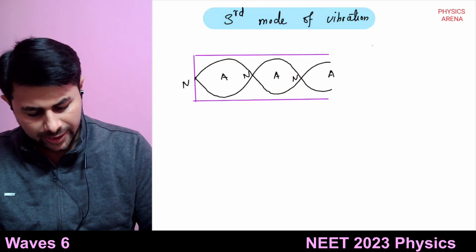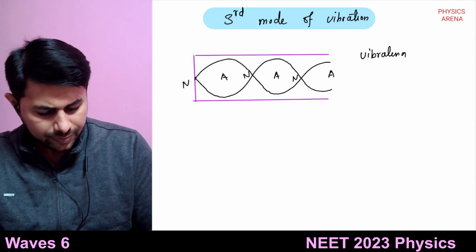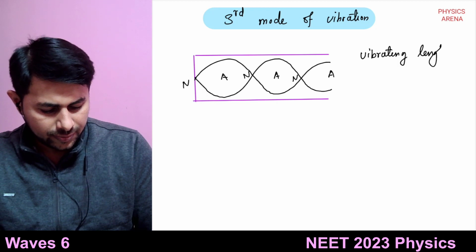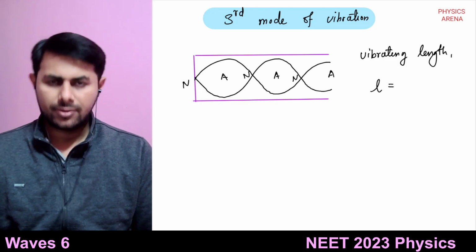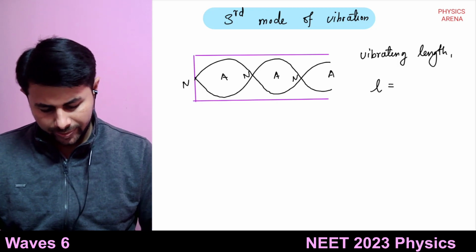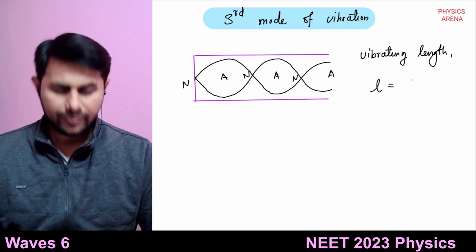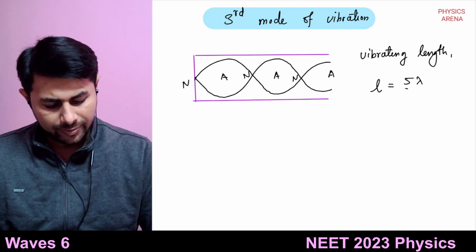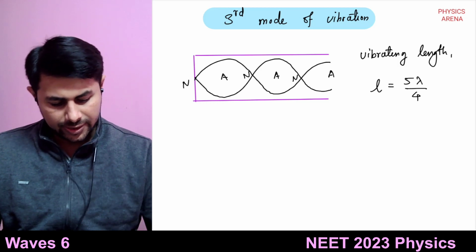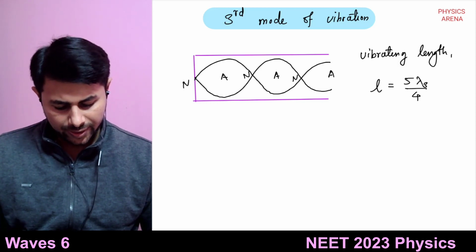How much is the vibrating length in terms of lambda? L is the length of this pipe and it will be equal to what? Now lambda plus lambda by 4. So it is 5 lambda by 4. This is the third mode of vibration.